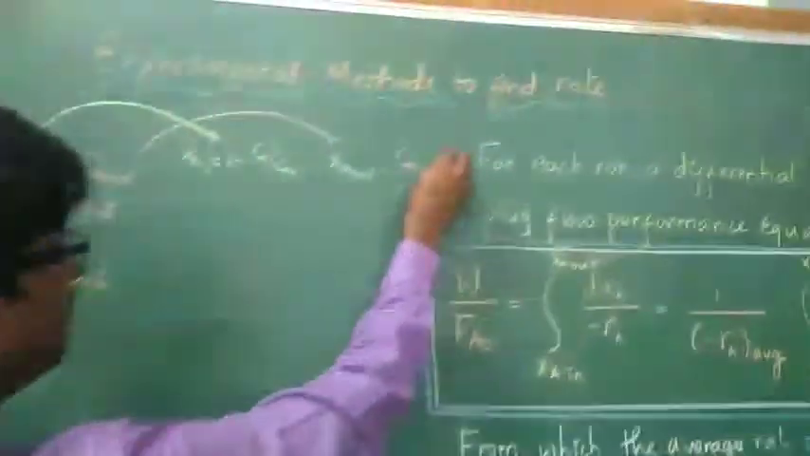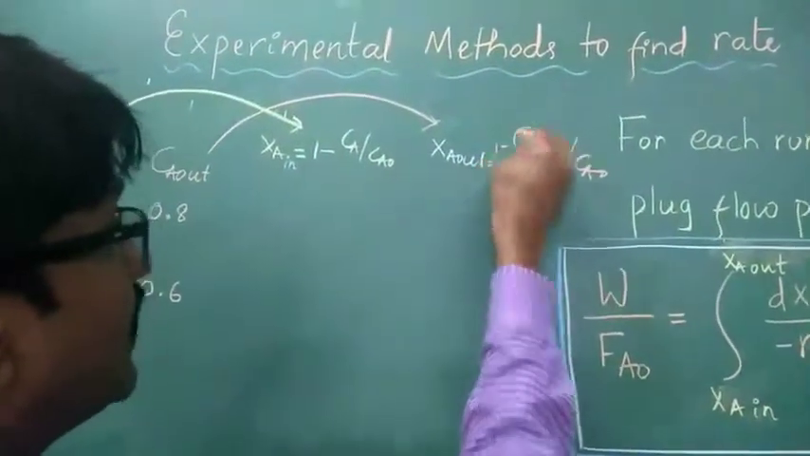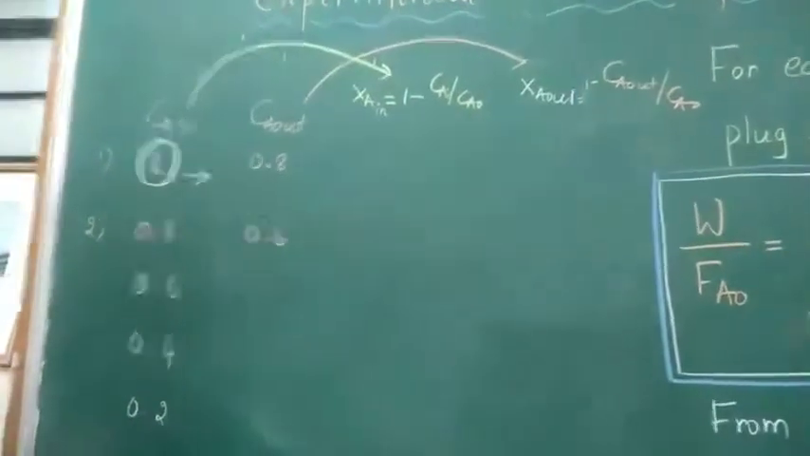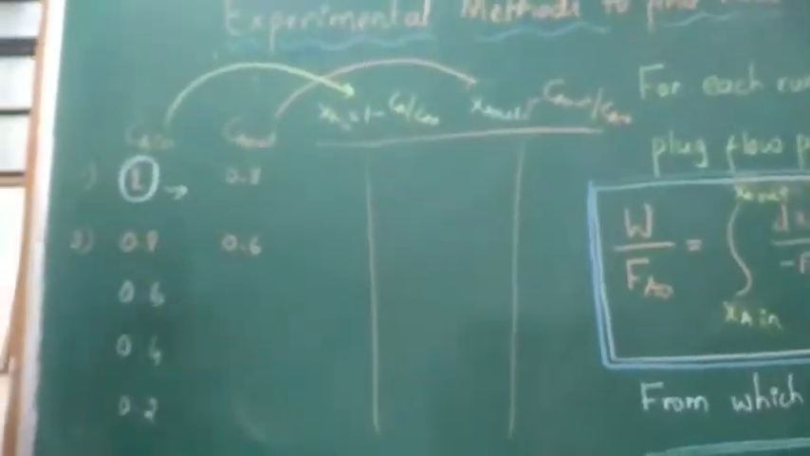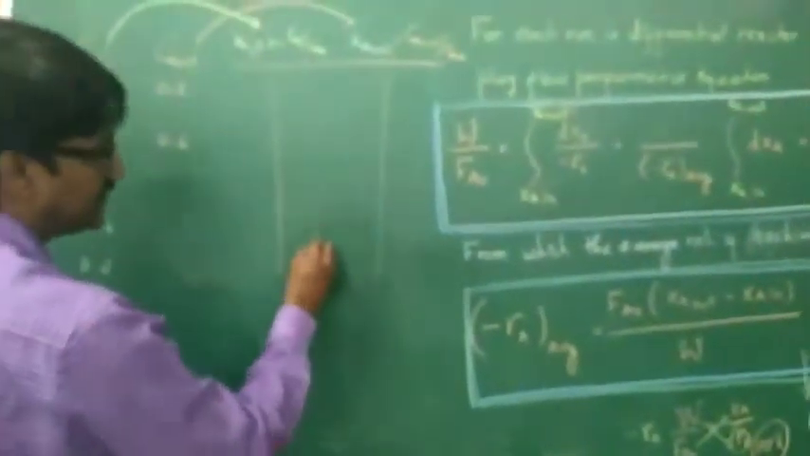So what is Xa out? It is 1 minus CA out by CA naught. And Xa in is 1 minus CA in by CA naught. Similarly, you can calculate the values for CA in and CA out. So once you know CA in and CA out, you can calculate the rate by using this equation.